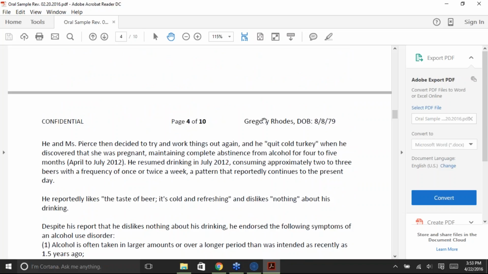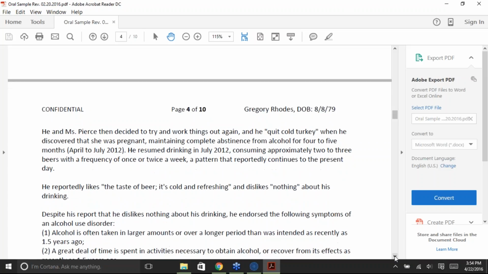Notice also that I've got a header on each page marking it as confidential, providing page numbers and the client's name and date of birth. And I recommend you do the same on your reports. Things get shuffled around sometimes when judges and attorneys are looking at things, and so I think it's helpful to refer to page numbers and have labeled page numbers. I would be shocked if somebody didn't provide that information.